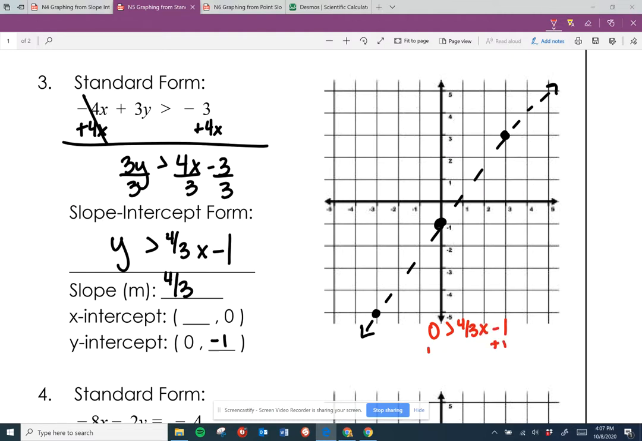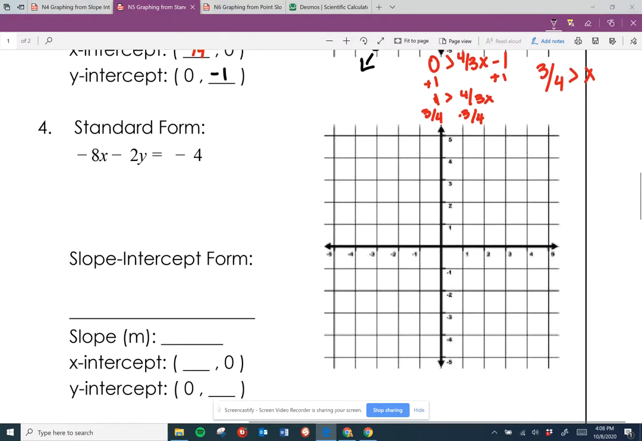So we would add 1 to both sides. 1 is greater than 4/3 x. And then in order to get rid of that 4/3, we would need to multiply by the reciprocal, which is 3/4. And we end up with 3/4 is greater than x, okay? So that's what that x-intercept would be, 3 over 4. And you can see here it's almost to 1, not quite, but almost, okay?